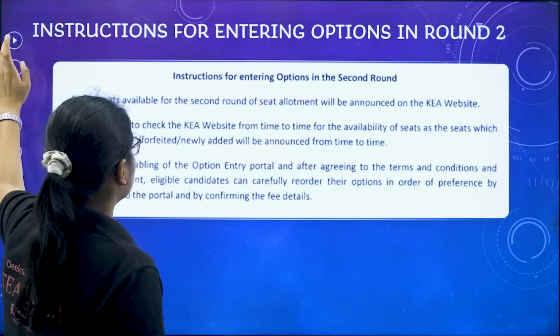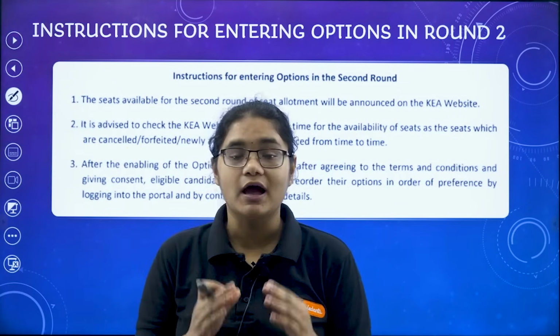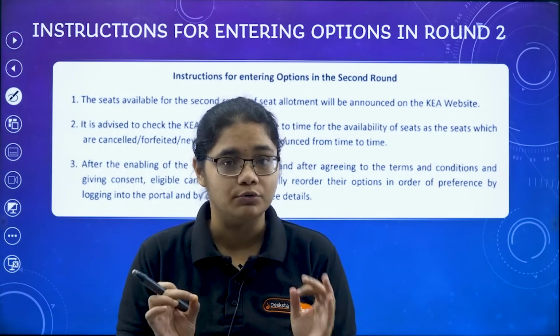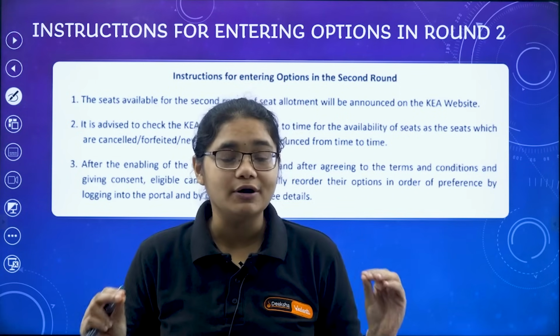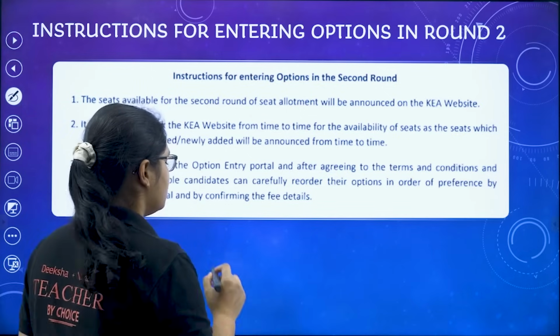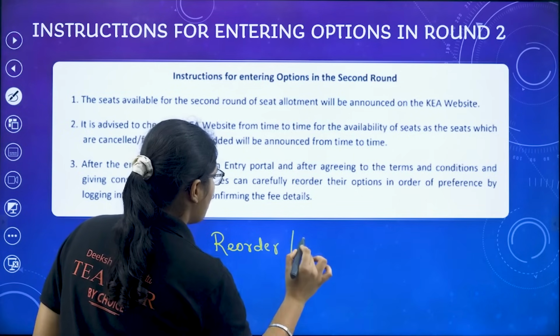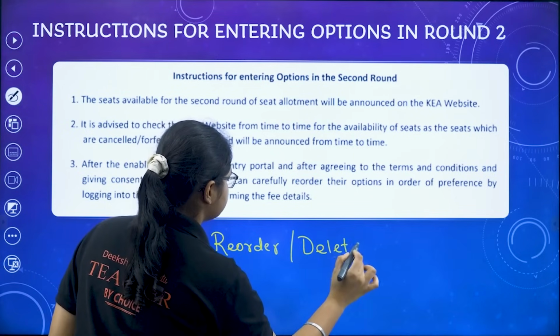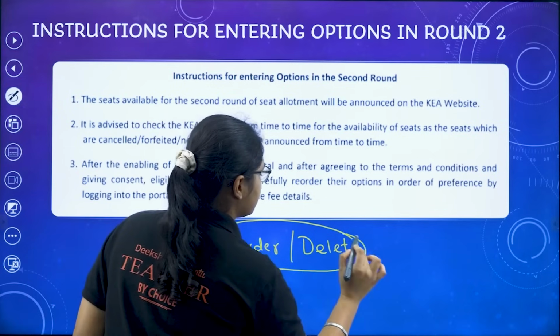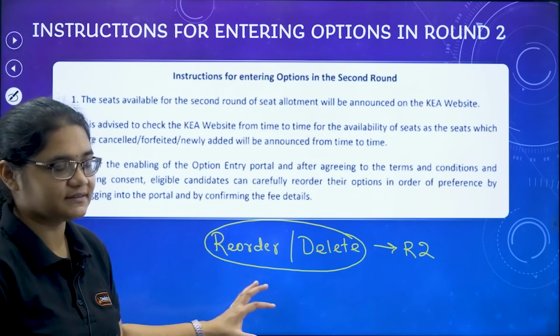Now we will talk about the instructions for entering options in round 2. How to enter options in your round 2. We know that we cannot add any new colleges in round 2. So basically what you can do is reorder your options, or you can delete your options. These are the 2 things that you can do in round 2. How to do them and what the procedure is, we will discuss in detail.